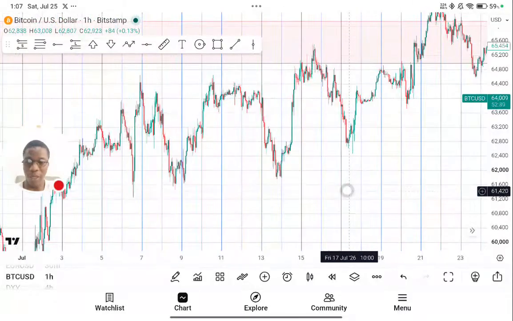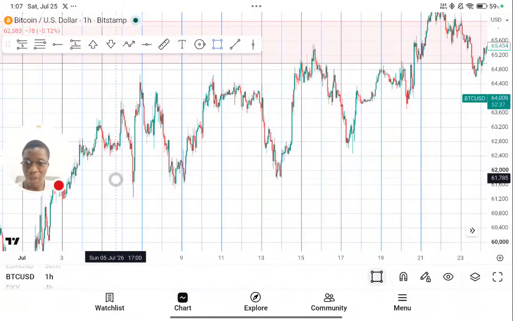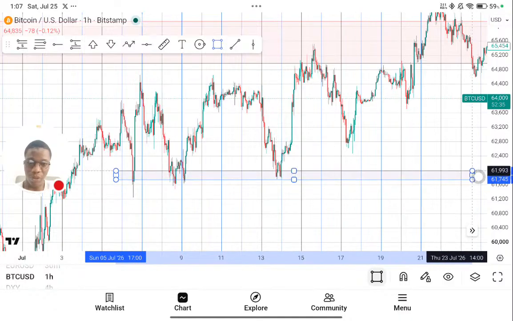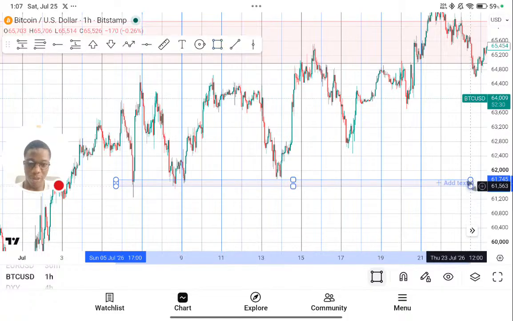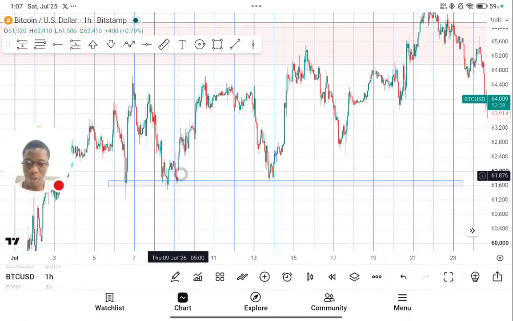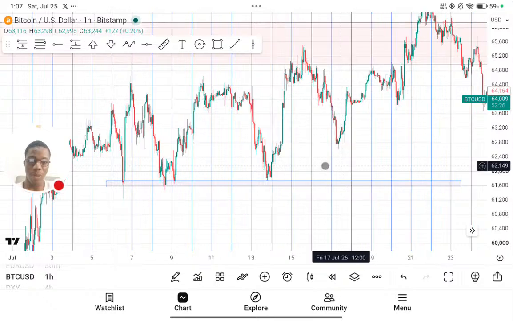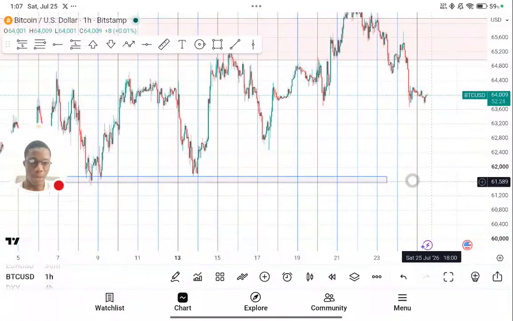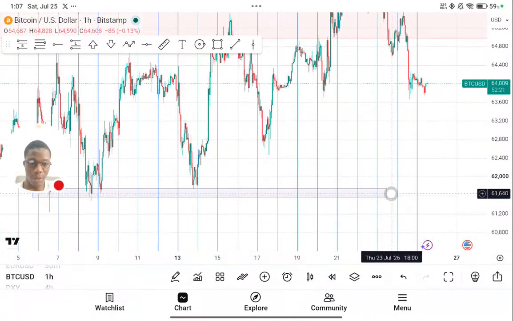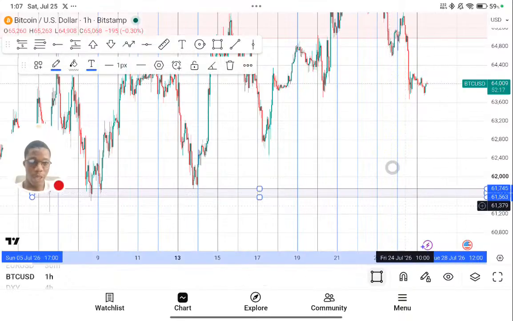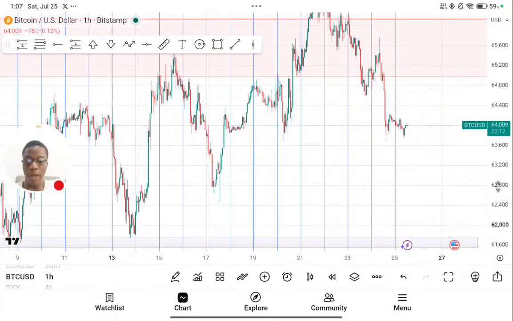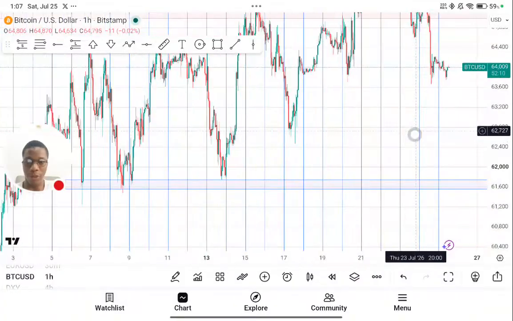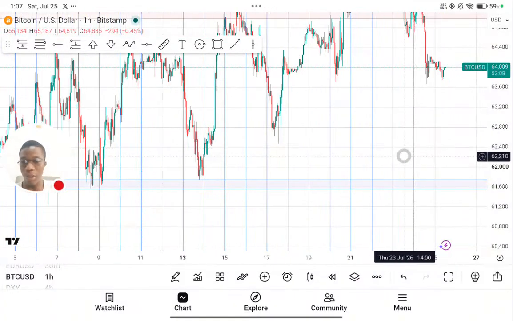So how do you validate a support where you have more than one touch? That's what makes it. Why am I marking this point right now? I'm having 1, 2, 3 touches. So that tells me this place is a valid support when it has more than one touch on the higher time frame. So this is a valid support, and I'll start building up from there.